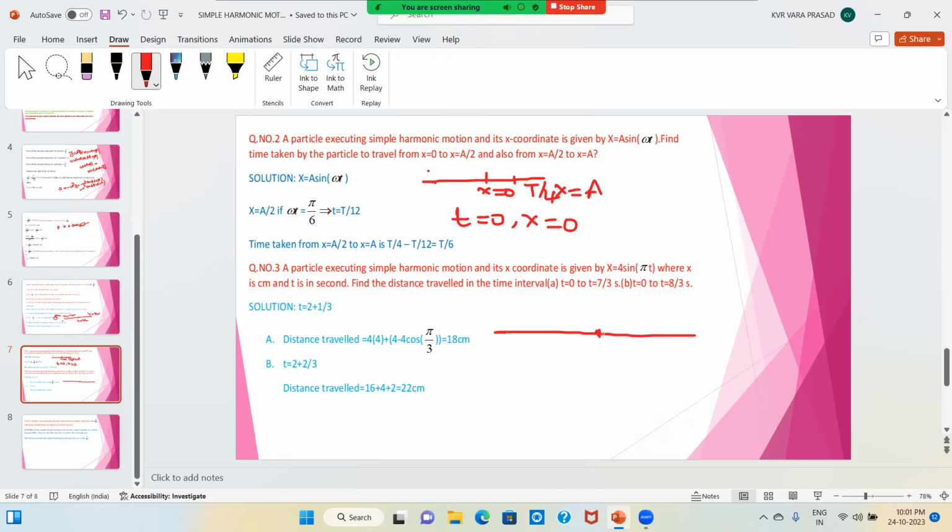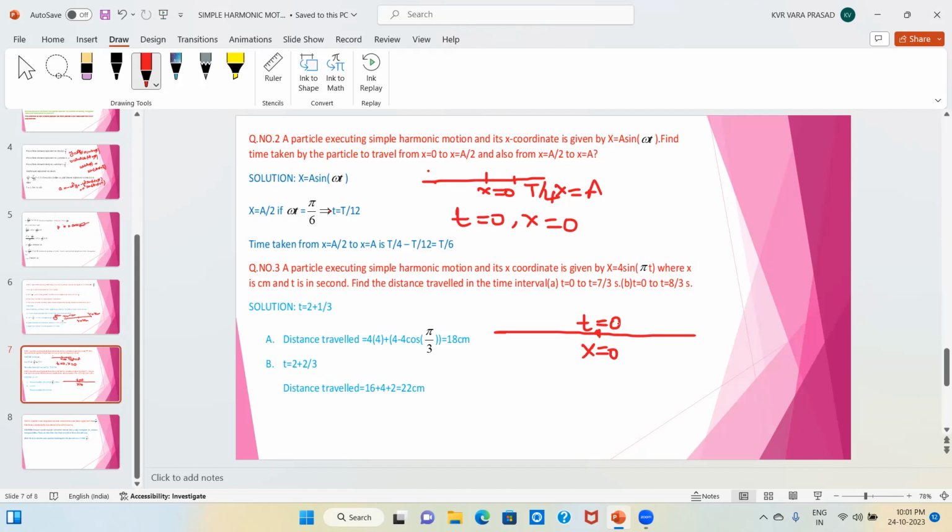From the function we can say when time t equal to 0, x equal to 0. Right. So at time t equal to 0, x equal to 0. And we want to take the time interval 0 to 7 by 3 seconds. First calculate here what the time period is.